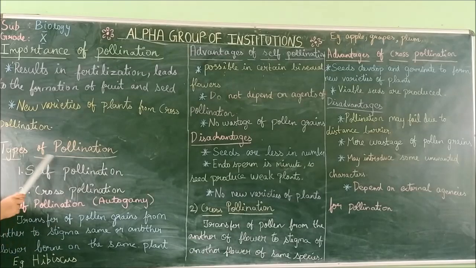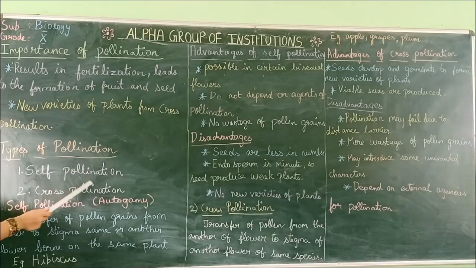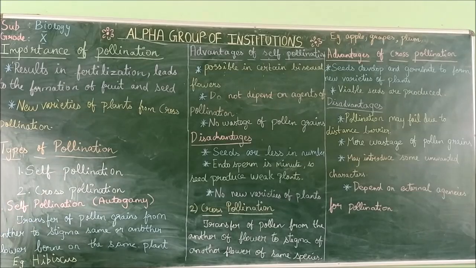So these are the importance of pollination. Next is types of pollination. What are the ways pollination takes place? What are those types? Self-pollination and cross-pollination. These are the 2 types of pollination. First is self-pollination.